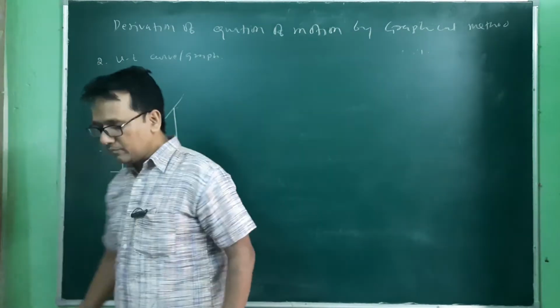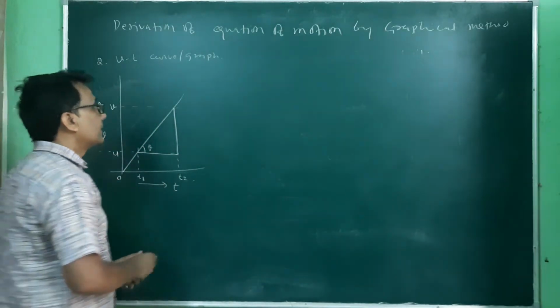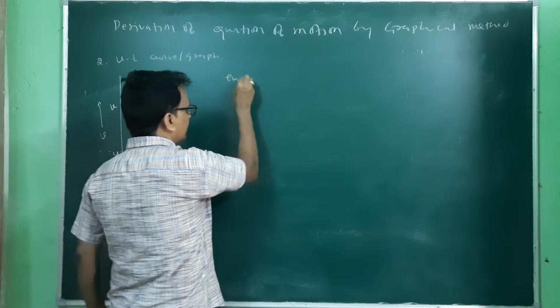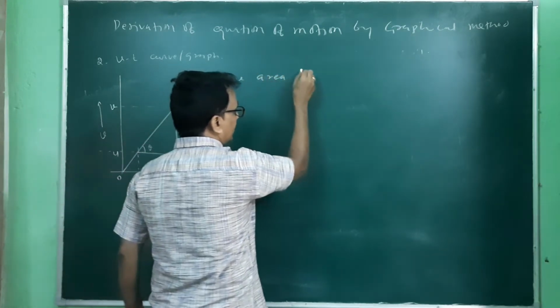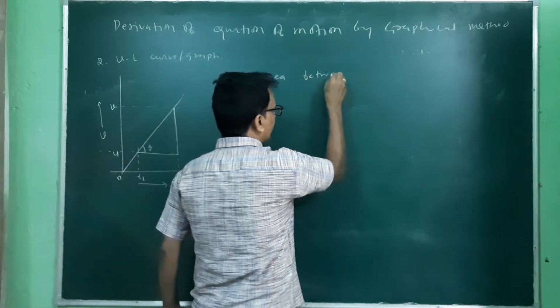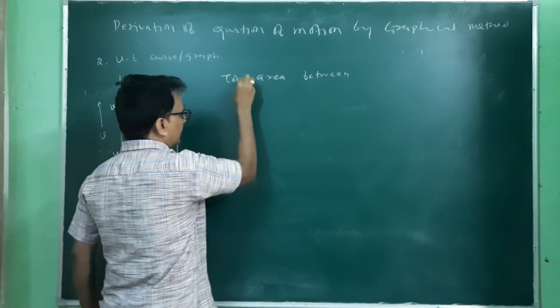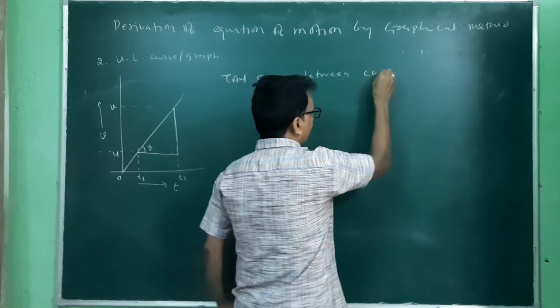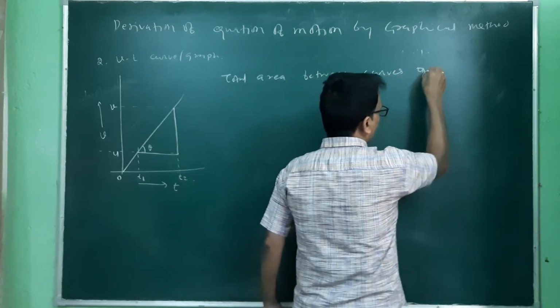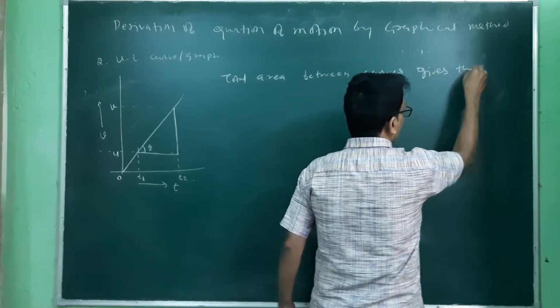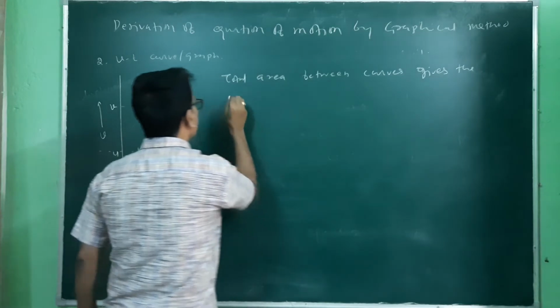And second, the total area between the curves gives the total distance traveled.